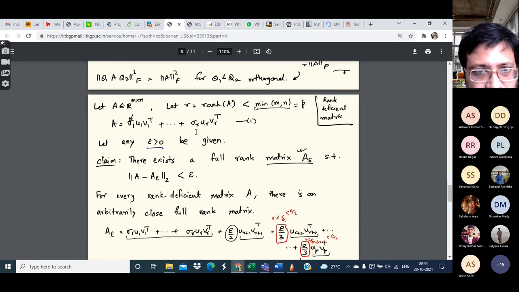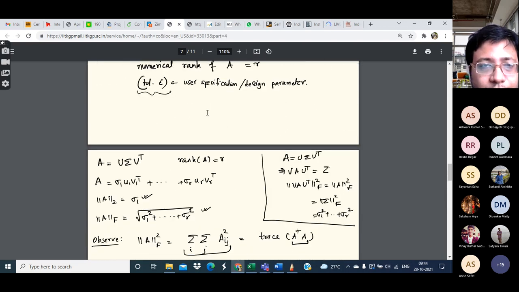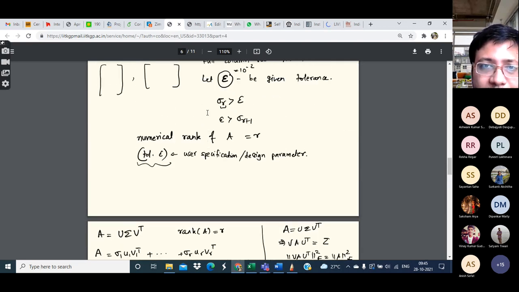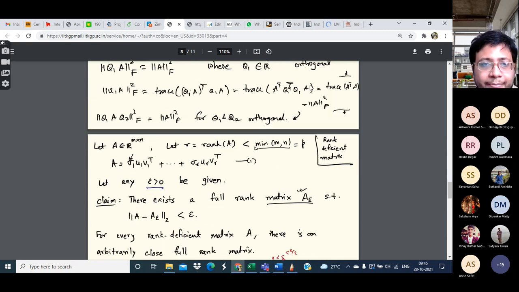Now let us come back to this quantity epsilon, and remember what epsilon is. Epsilon is a number which divides the singular values into two parts. The first R are greater than epsilon, the remaining ones are less than epsilon.